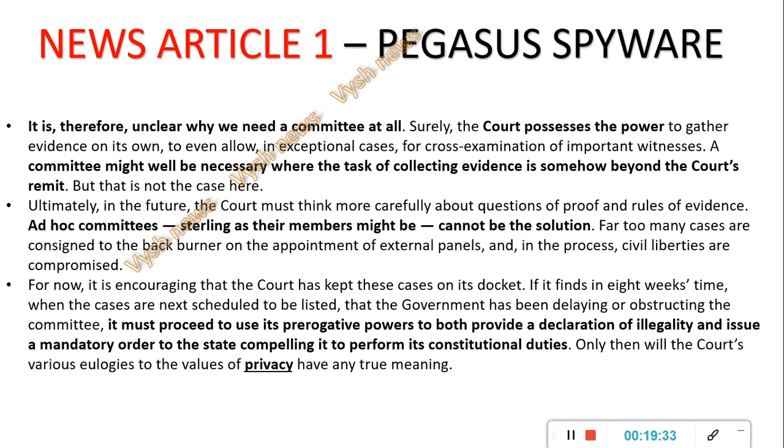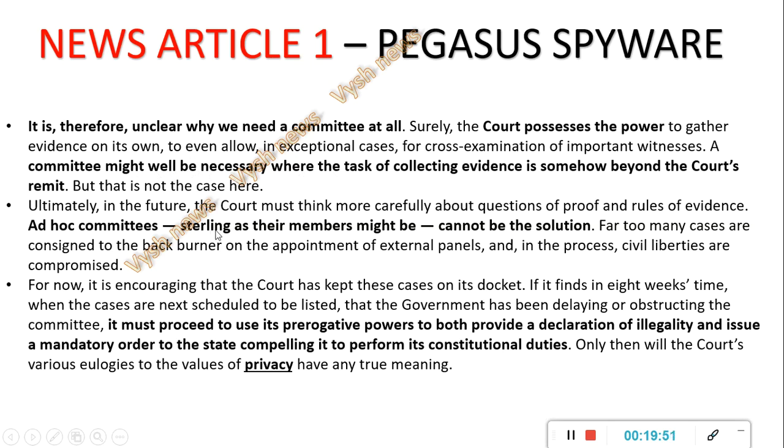Okay, so it is therefore unclear why we need a committee at all. That's what he's telling. The court itself possesses the power. The only thing is, to go to ground level and collect more evidence, maybe you need a committee. But in this case, we already have all the proof. We have a global investigation report already there. Then why do you need a committee? That is what the author is asking.